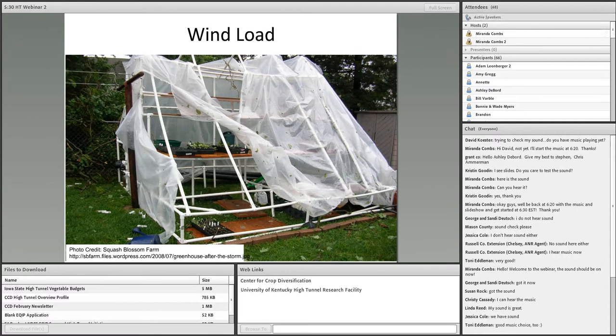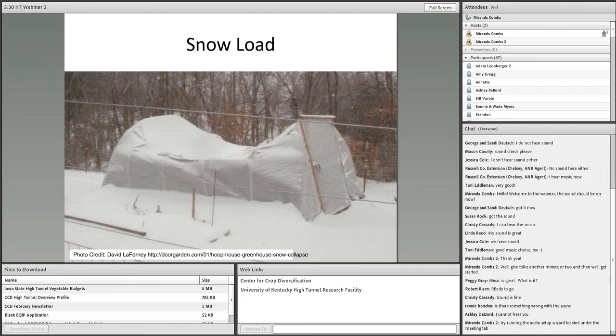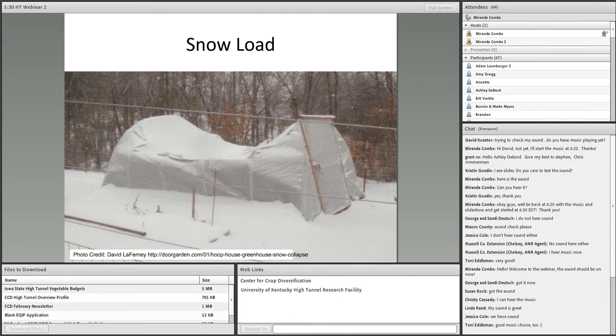Now looking at the next slide here, this is just an example of snow load. One of the things that will dictate what the snow load is of a given structure is how far apart the bows are. The bows are the curved metal pieces that go from one side to the other. Most typically, you're going to have a 4 foot bow spacing, but if you were to go up to a 6 or 8 foot bow spacing, your snow load is going to be reduced, meaning you can't tolerate as much snow on the roof. And the other thing too, the different types of architecture will dictate how the snow is shed. So this is a Quonset type house, and this is going to be more susceptible to collapse under a heavy snow load as opposed to a Gothic arch.